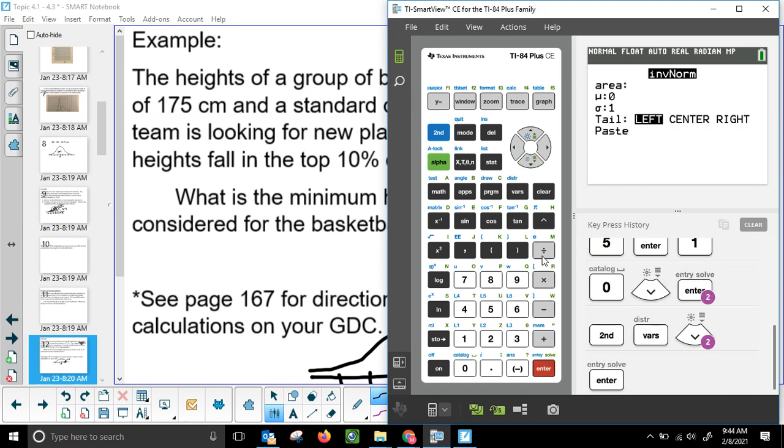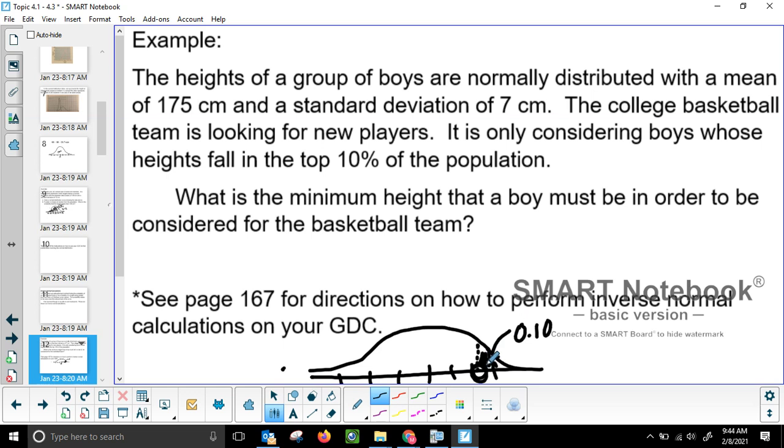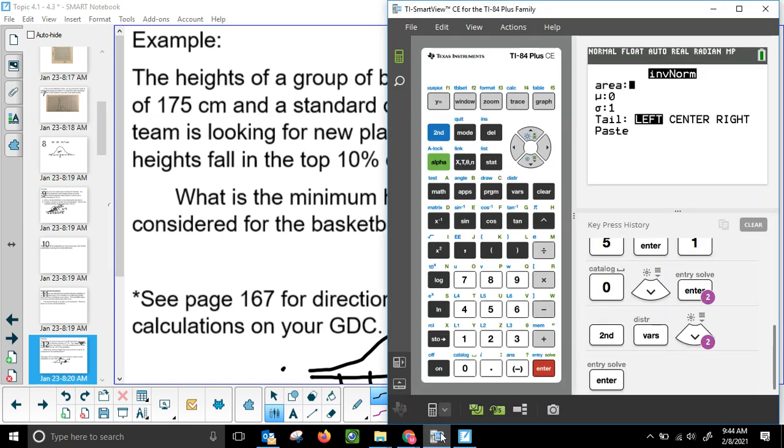All right, now it's important when it says area, even though we're looking for this 10% area, the calculator always wants the area to the left of whatever number we're looking for here. So if this is 0.1 or 10%, then the area to the left of that has to be 0.9 or 90%. All right. So the area here is actually going to be 0.9.